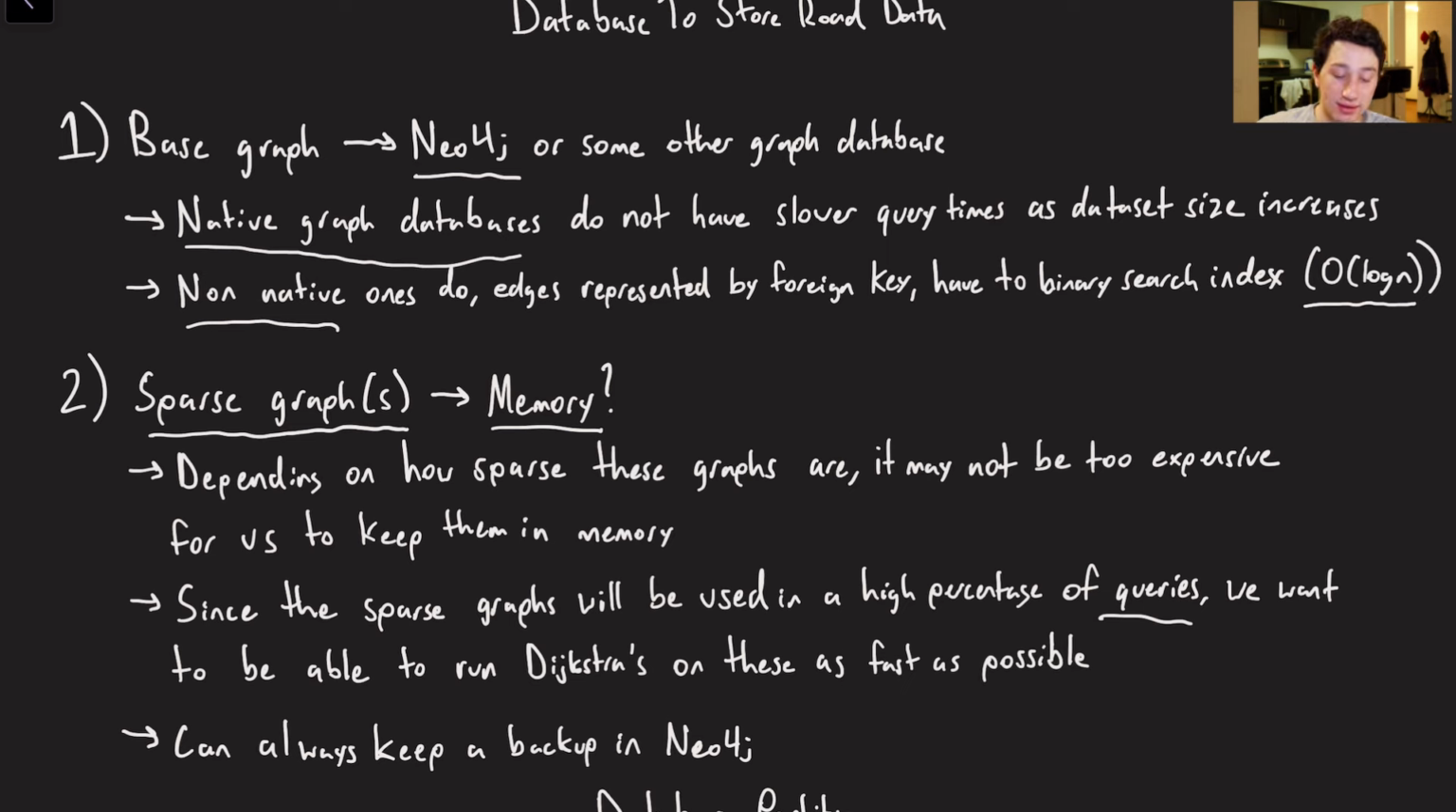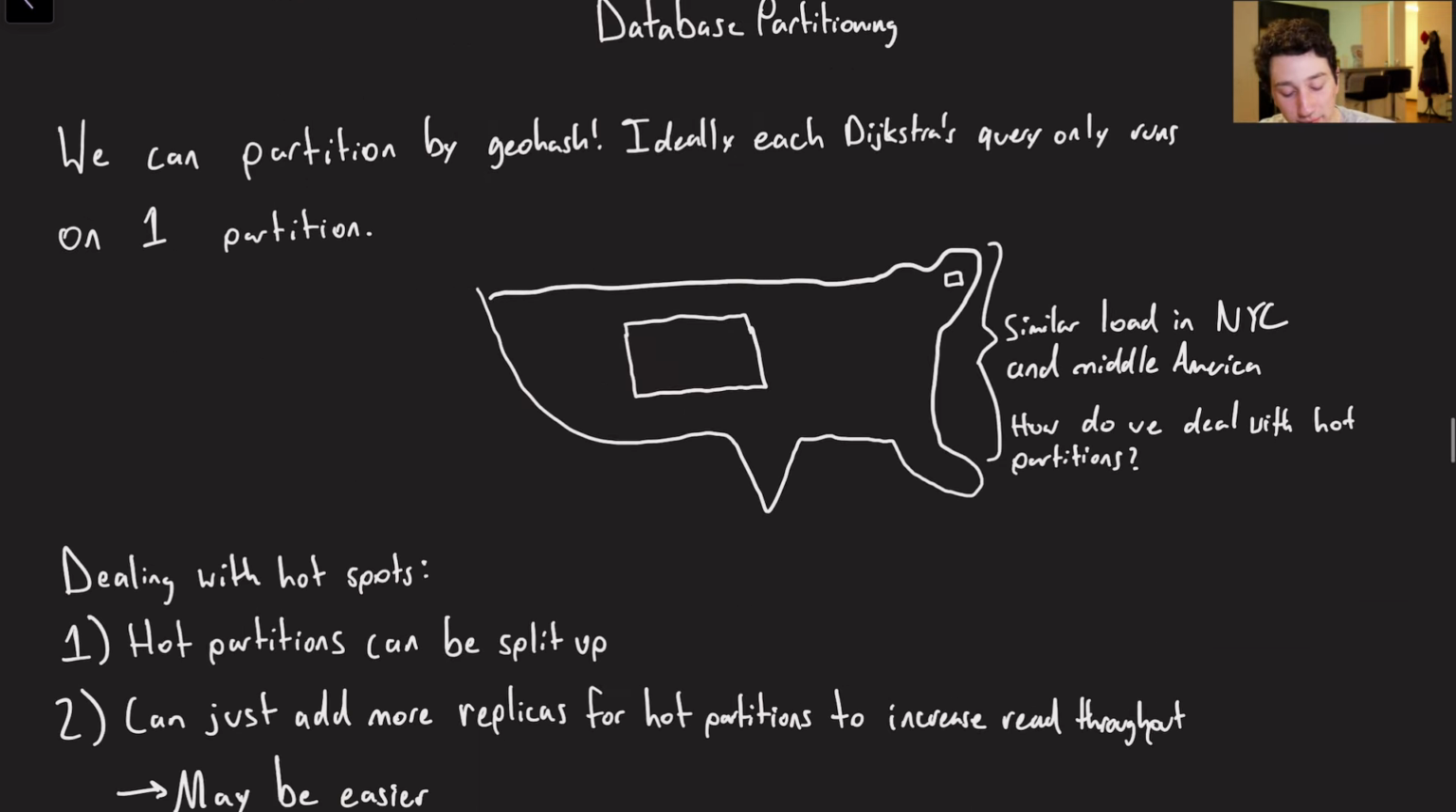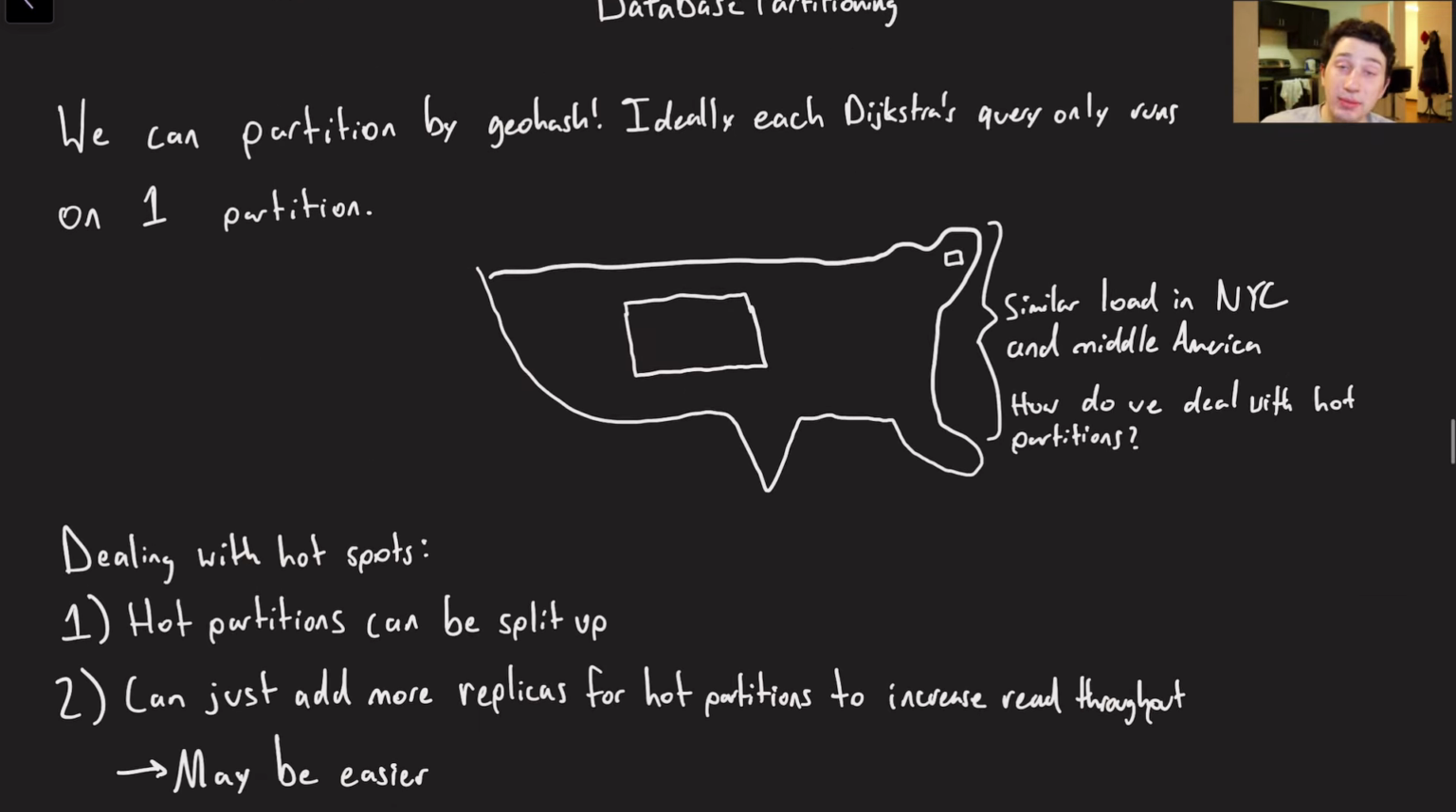However, we're probably going to have a lot of partitions of that base graph, whereas for our sparse maps, we may have fewer partitions, so all of those partitions are probably going to be accessed quite a bit more. And so we want to keep those read speeds as quick as possible, and keeping them in memory or effectively caching them could be very useful for us there. So again, we could keep a backup in Neo4j, but depending on how many shards we have, keeping these in memory could be huge for us.